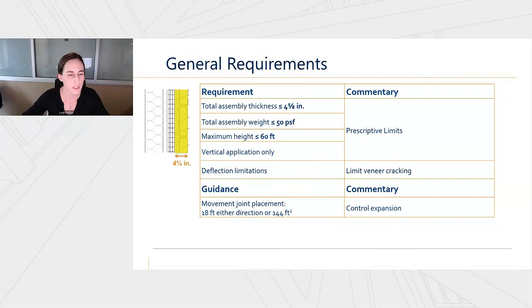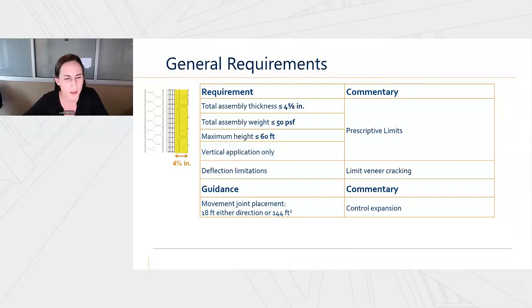Moving into some general requirements, there are limitations on the overall assembly thickness, so making sure that's 4 5/8 inches or less. The total assembly weight is limited to 50 pounds per square foot. Maximum height is 60 feet. It recommends only vertical application, so no soffits or similar applications. Again, those are the prescriptive limits. If you move outside of those, you're into the engineered system. There are some limitations on deflection, just obviously to limit veneer cracking.